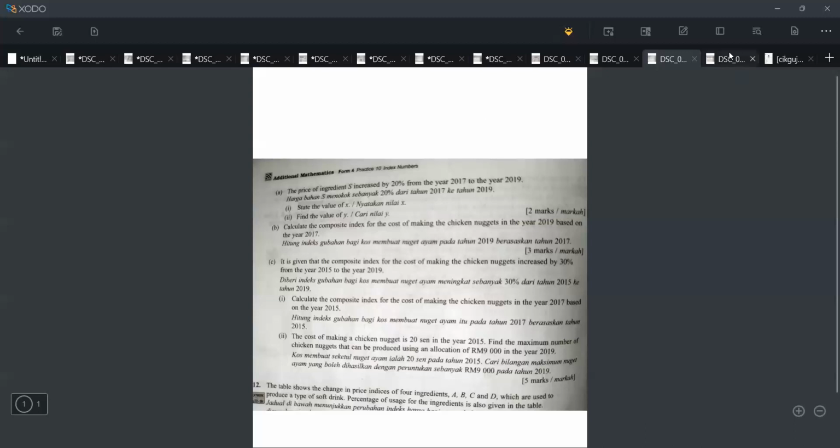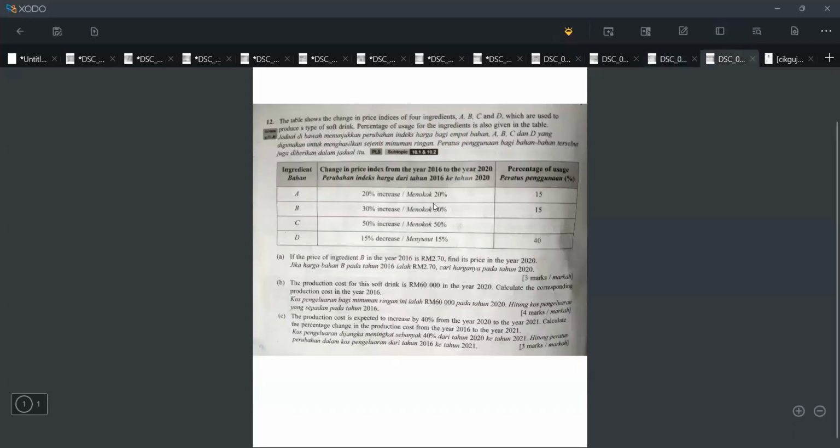Okay, done. Let's go. Next, the last question, number 12. Also very easy, this one. If they put increase or decrease, it means 100 plus 20, 120. Here, 130. Here, 150. Here, 85. And that will be the I for 2020 over 2016. And the percentage, I think that's the weightage. For A, they want to find the price of B. They mention B, so remember to use it, don't take the average, just take out B, and find the price in 2020. So the answer is RM3.51. You also use the first formula.